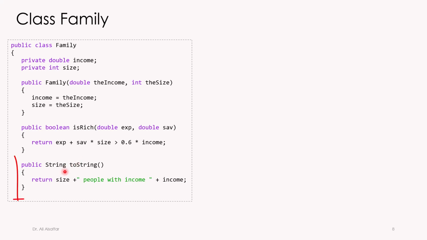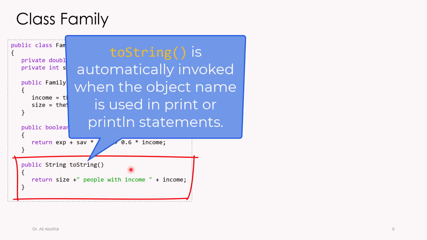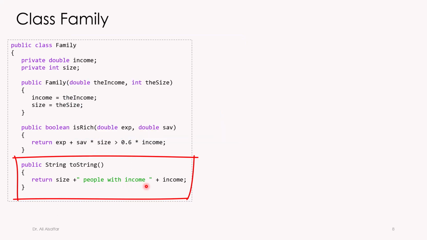Finally, the toString method, and this is a very well-known method that is always included inside objects. It does not print, however, it returns a string that describes the data members of the class. Here, what does it return? It returns a string that starts with the size of the family, followed by the text people with income, followed by income. So if there are 3 people in the family with income, let's say 1,000 dinar, then we say that 3 people with income 1,000 dinar.